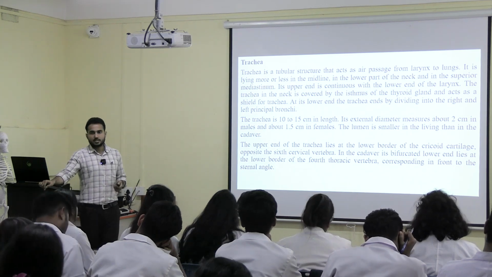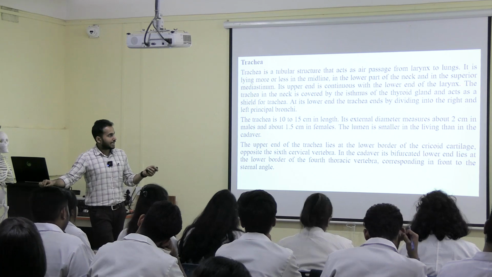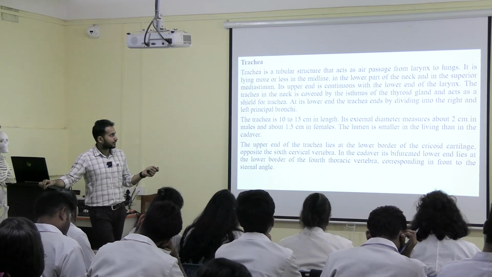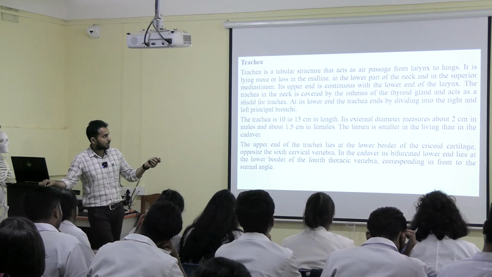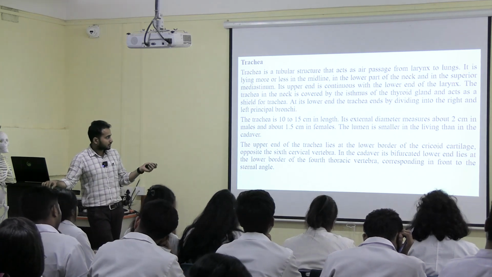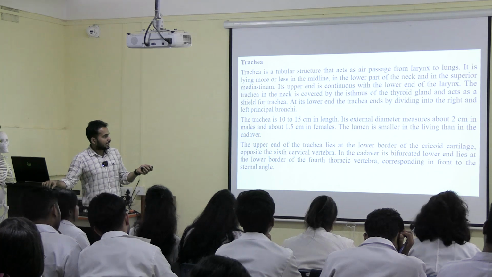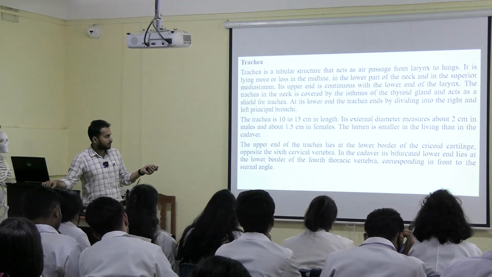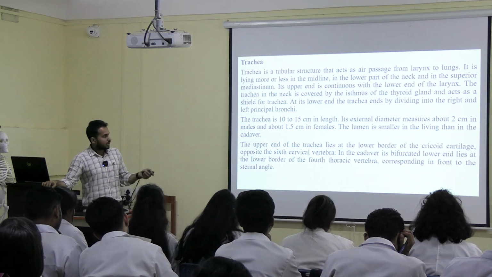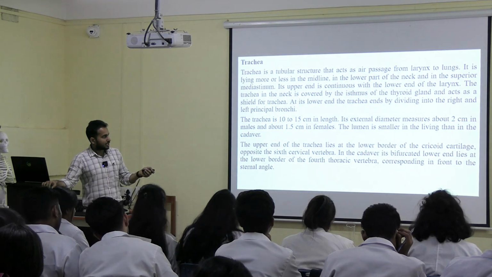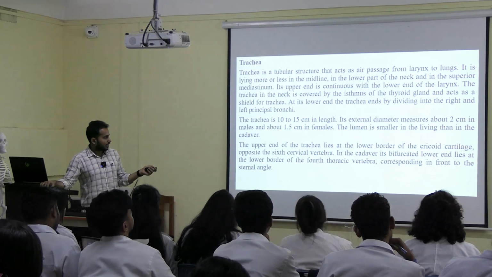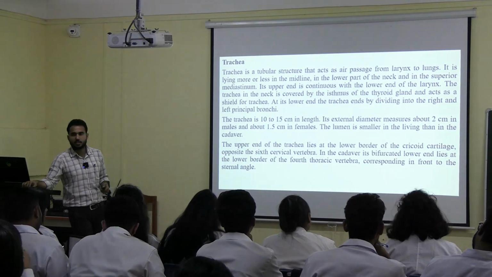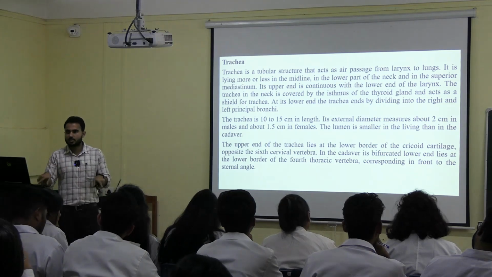Approximately 10 to 15 centimeter. And the diameter is 2 centimeter external, internal diameter is 1.5 centimeter. Now the upper end of the trachea lies at the lower border of cricoid cartilage, as I said, at the level of 6th cervical vertebra, and in cadaver the bifurcation is at the lower border of 4th thoracic vertebra, corresponding in front to the sternal angle. Okay, that is the bifurcation.